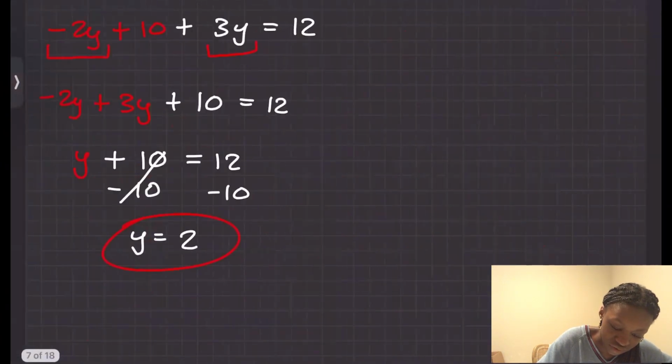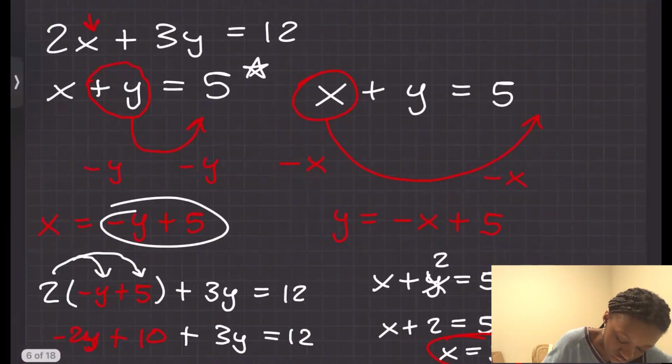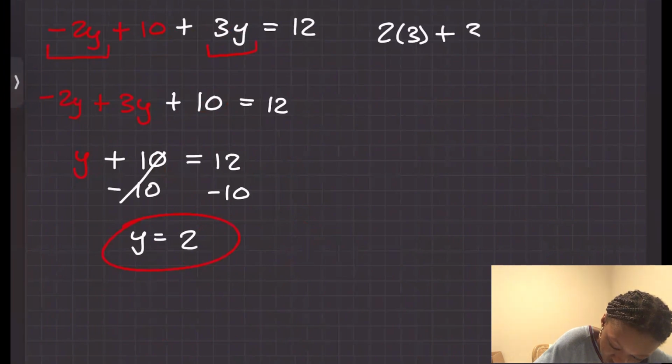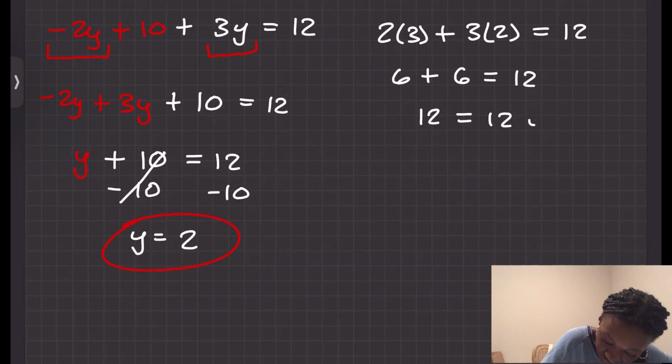So we have 2 times x, 2 times 3, plus 3 times 2 equals 12. 2 times 3 is 6, plus 3 times 2 is 6, equaling 12. 6 plus 6 equals 12, which is equal to 12. 12 equals 12, check.